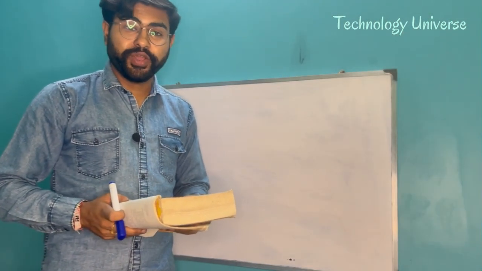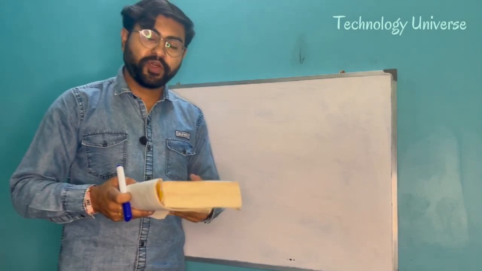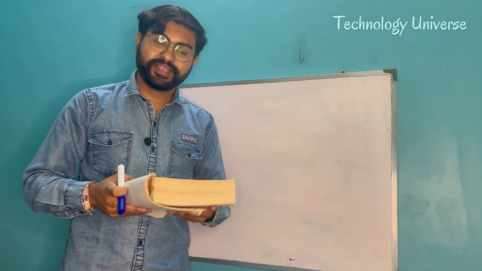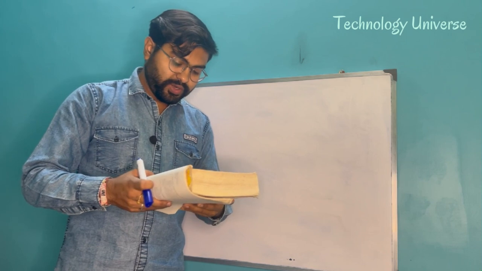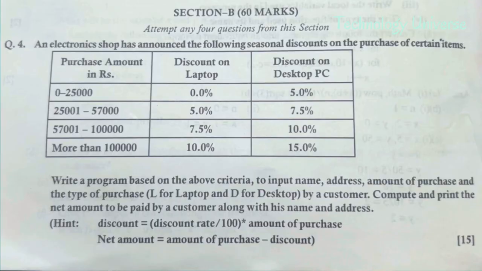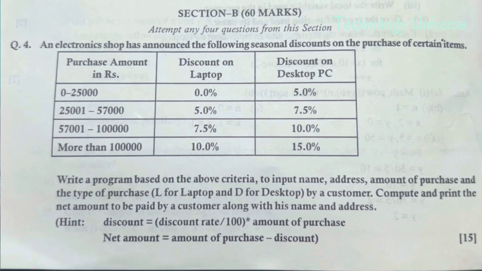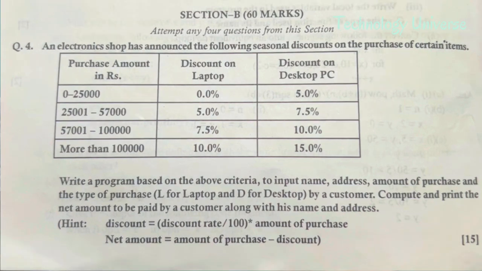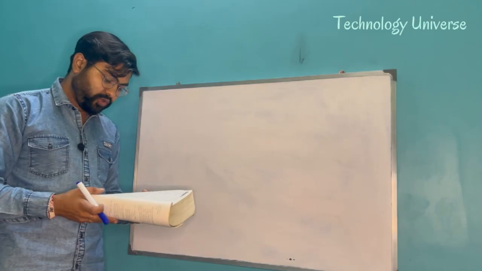In this video, we are going to see a program from the class 10 ICSE Computer Science paper. In the question that I have shown on the screen, we have a range based discount calculation problem. We have an electronic shop that has announced the following discounts. From 0 to 25,000, the laptop, if it's a laptop.